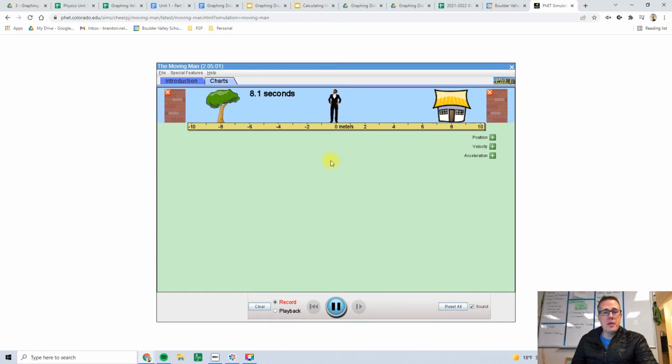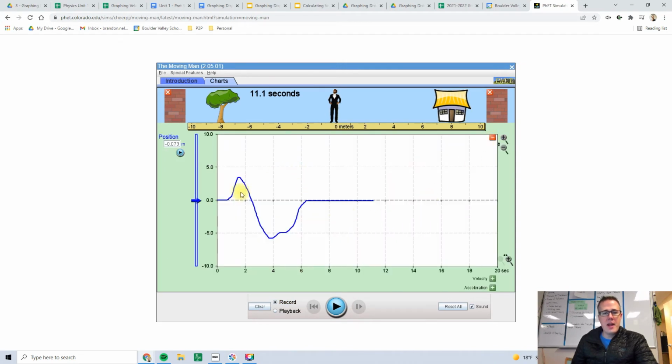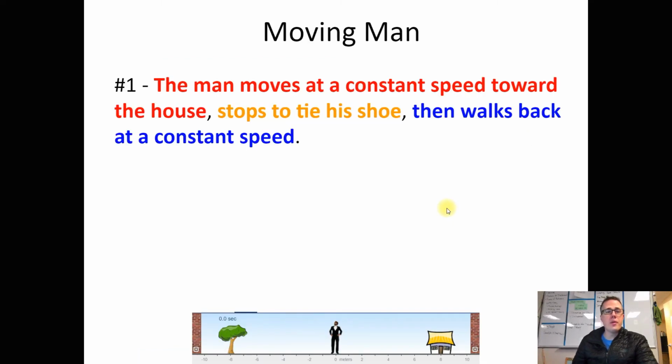Your job is going to be to predict what the graph is going to look like once it gets revealed. So for example, when I just moved him around just now, this is what his graph made. So your job is going to be to predict what is that graph going to look like when I'm done. So for the first one, here's the description of what I'm going to have the moving man do as he makes his graph. Add this description to the description box on the top where it says number 1.